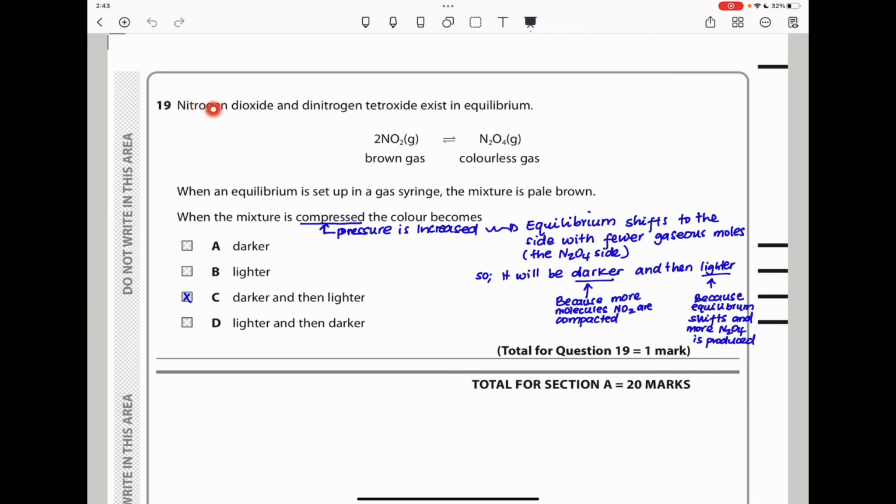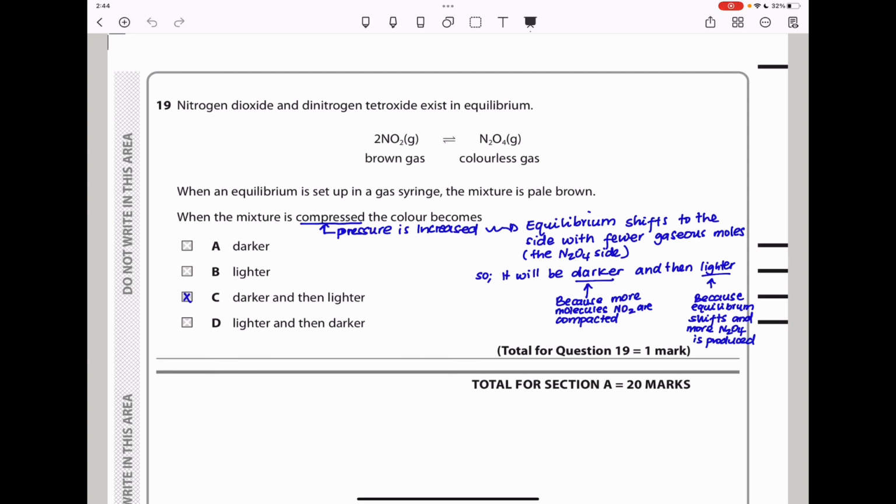Question 19 says, nitrogen dioxide and dinitrogen tetroxide exist in equilibrium. This is the equilibrium. We know that nitrogen dioxide is brown and the dinitrogen tetroxide is going to be colorless. So they ask, when an equilibrium is set up in a gas syringe, the mixture is pale brown. When the mixture is compressed, the color becomes... Now, because it's going to be pale brown, when you compress the syringe, you bring more NO2s closer. Remember, the brown color is due to the NO2s. So compressing initially brings a lot of these brown NO2s together. So the mixture is going to turn darker initially before they continue to react.